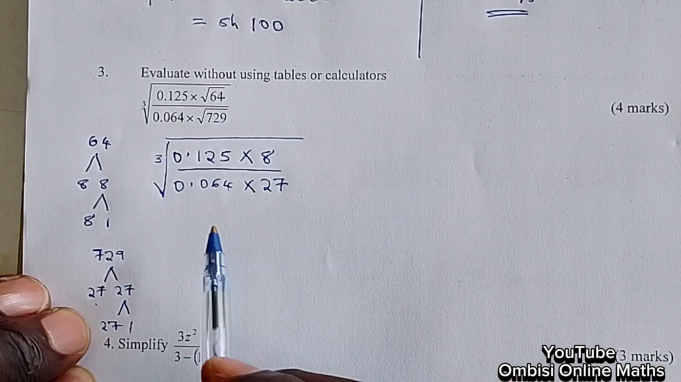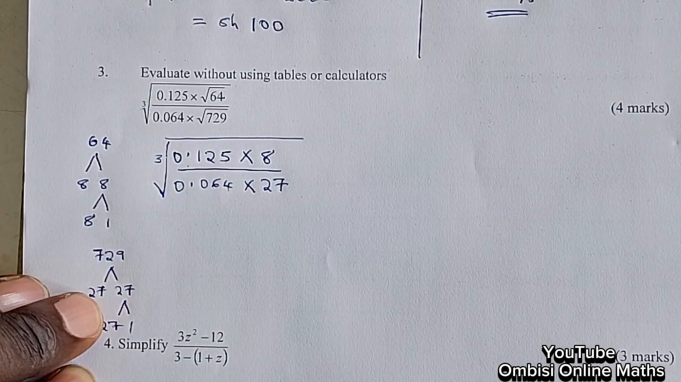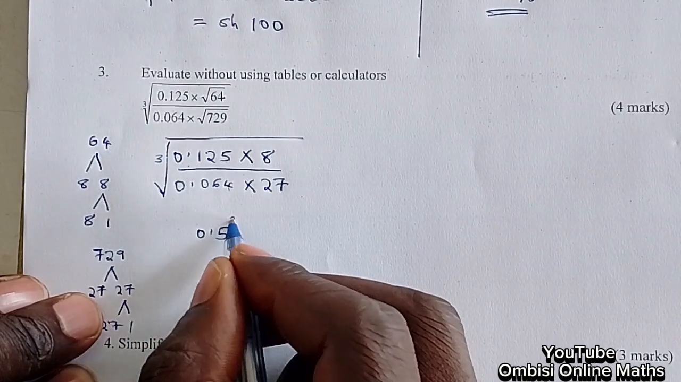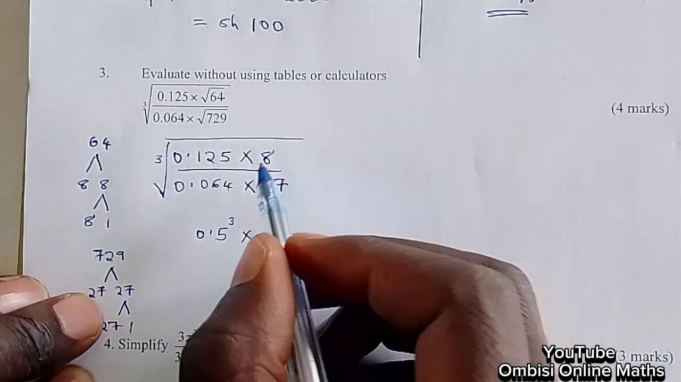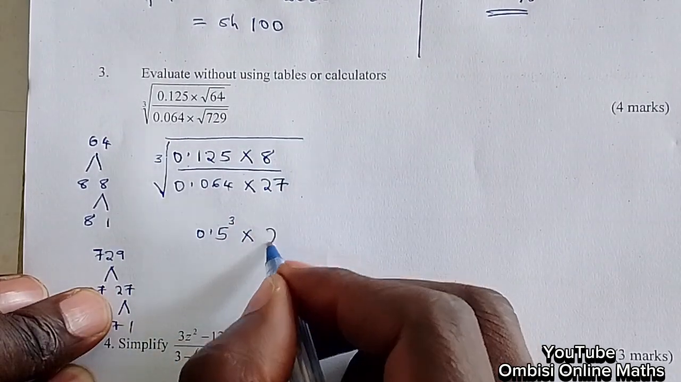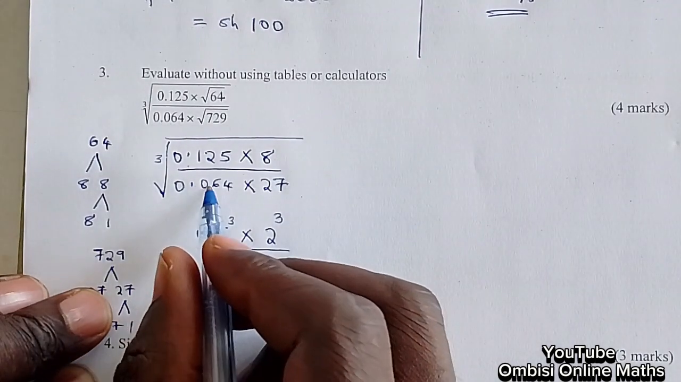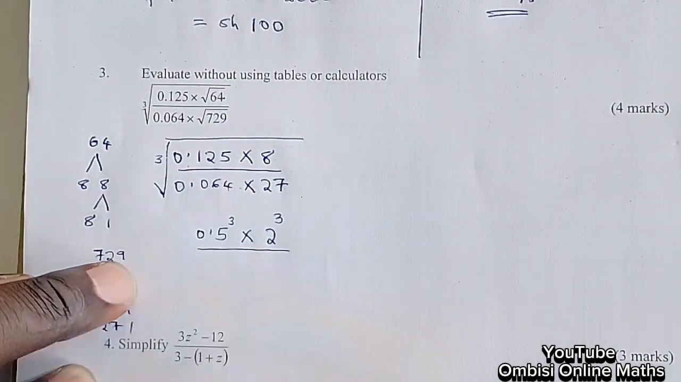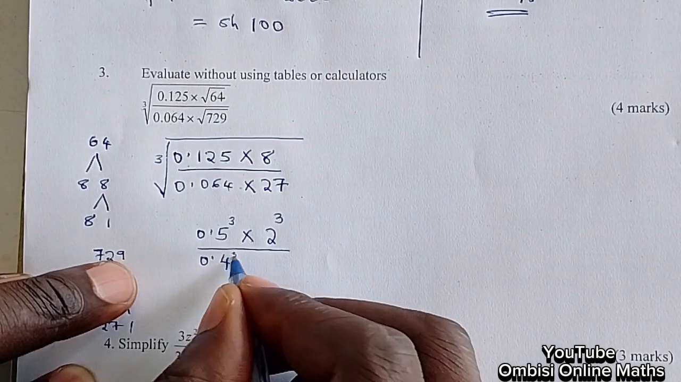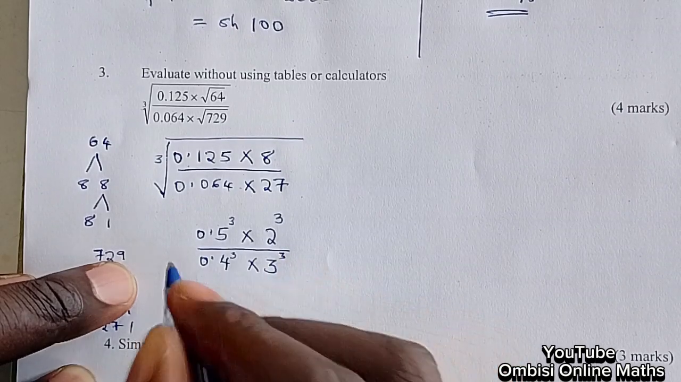Now, 0.125, if we express it in the form of a cube, is going to be 0.5 cubed, multiplied by 8, which in terms of a cube is 2 cubed, then over 0.064, that is like 64, which gives us 4. So it's going to be 0.4 cubed multiplied by 27, which is 3 cubed.